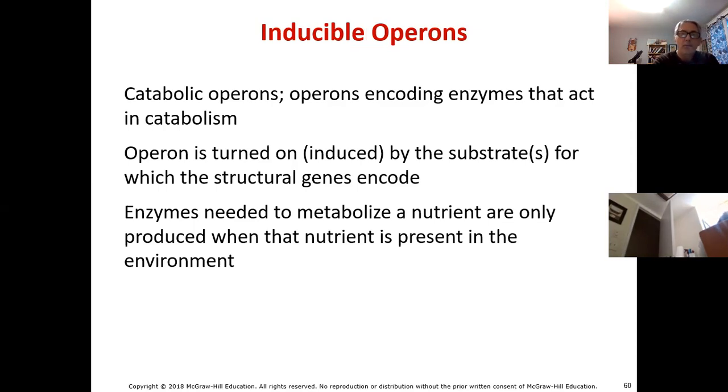So catabolic operons, encoding enzymes that act in catabolism, are inducible. An operon is turned on by the presence of the substrate that needs to be metabolized, for which the structural genes encode. Enzymes needed to metabolize a nutrient are only produced when the nutrient's present in the environment.